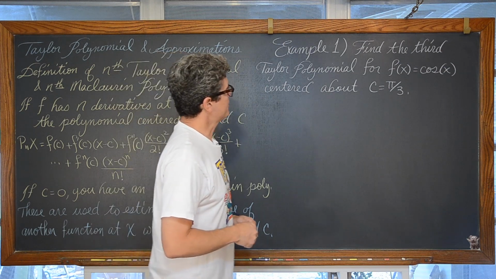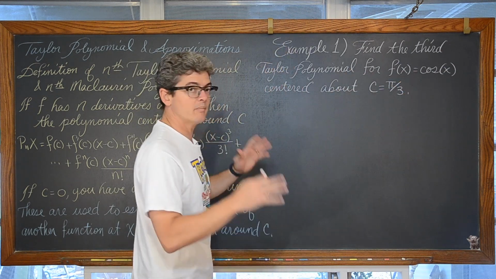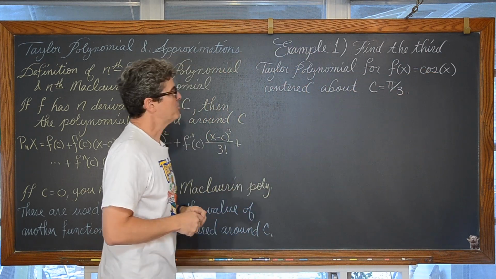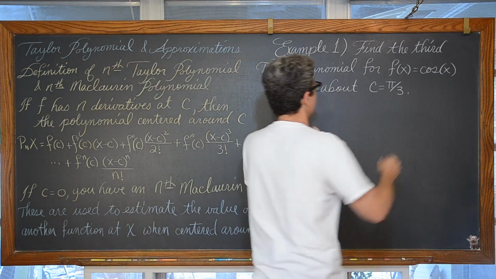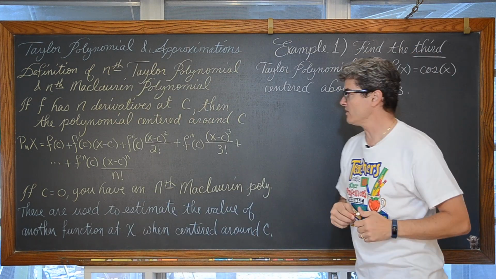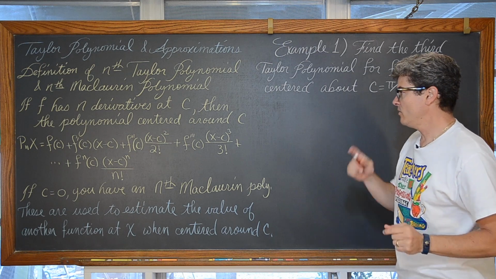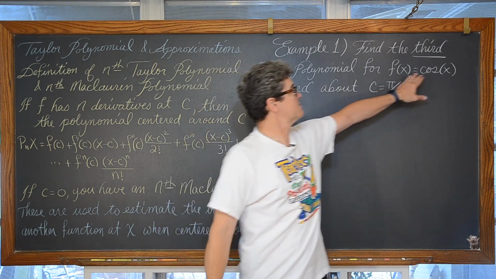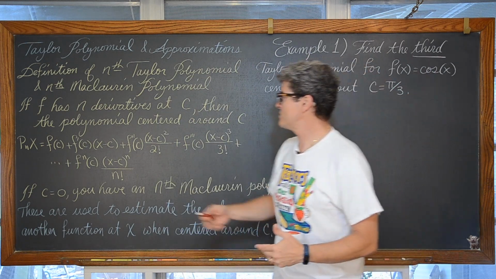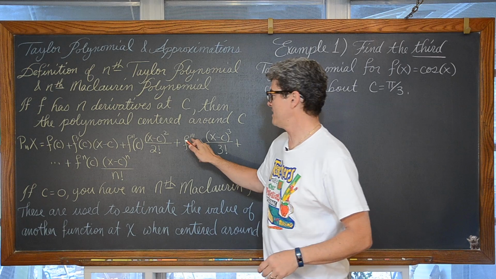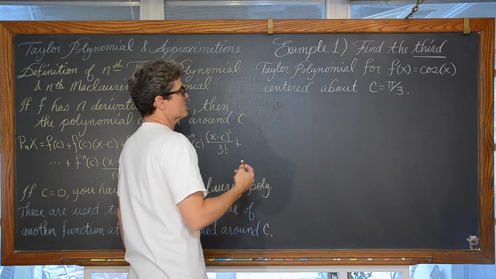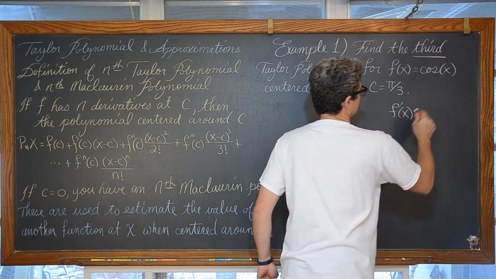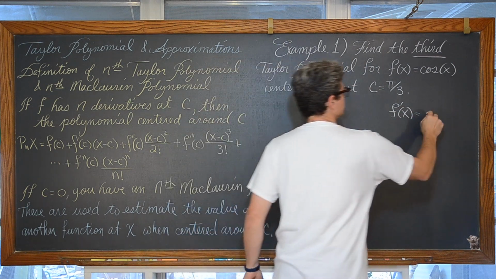Find the third Taylor polynomial for f of x equals cosine of x. We're going to make a polynomial that estimates the cosine function around the point pi over 3. So let's see here. We want a third degree Taylor polynomial, so we need to recognize what the function itself is. We've got that, f of x is equal to cosine of x. And we need to work out what the first, second, and third derivatives are. So we have f prime of x. Well, the derivative of cosine is negative sine.